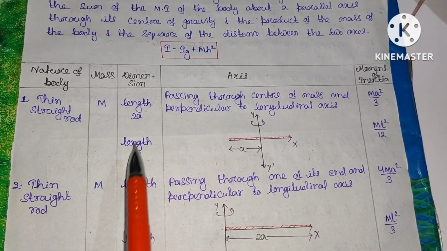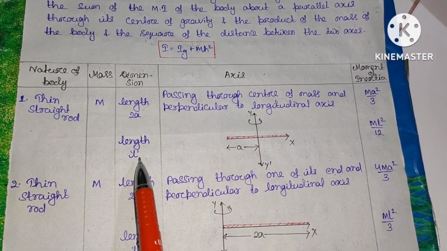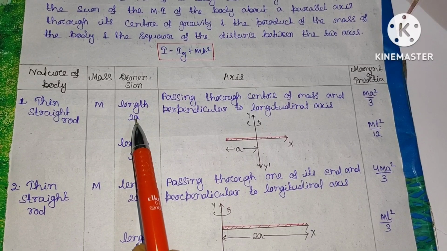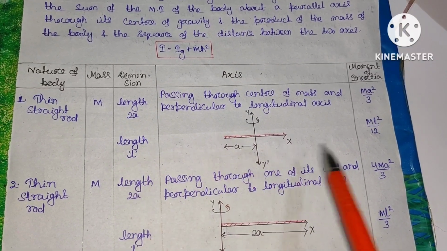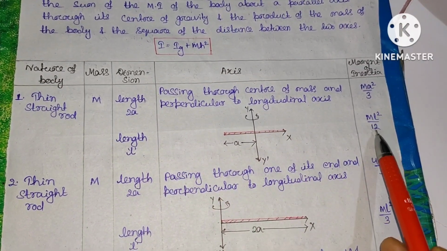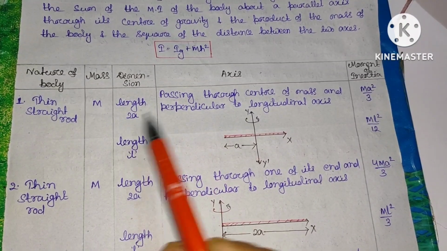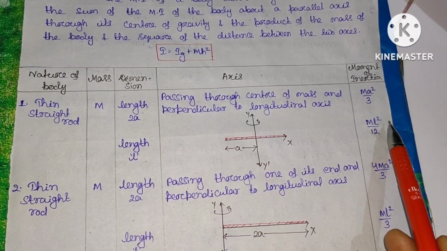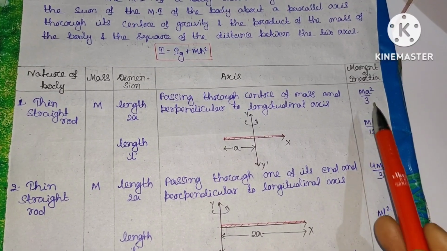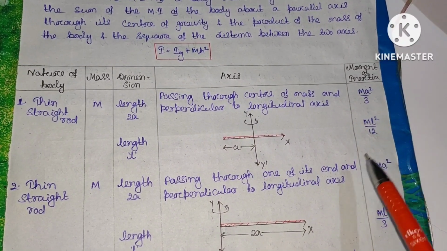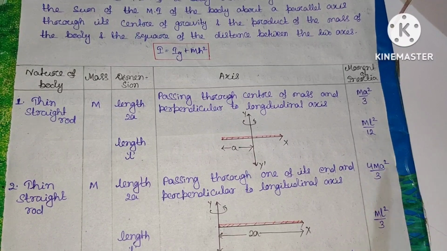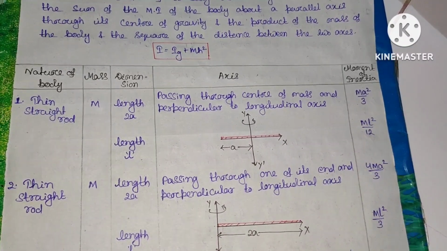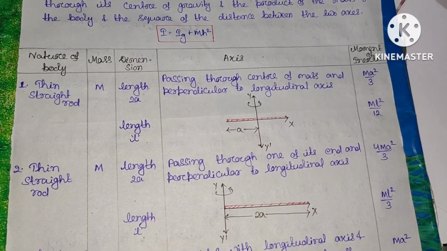Okay. If the length is l in place of 2a, we can write ml square by 12. Or if the length is 2a, simply by putting l equal to 2a, this will become 4a square, 4 by 12, that is 1 by 3, or ma square by 3. So it is wise to remember this formula, ml square by 12.